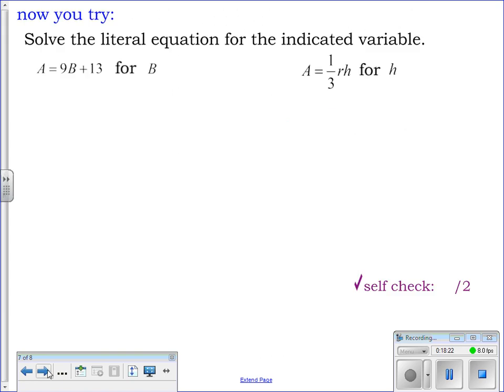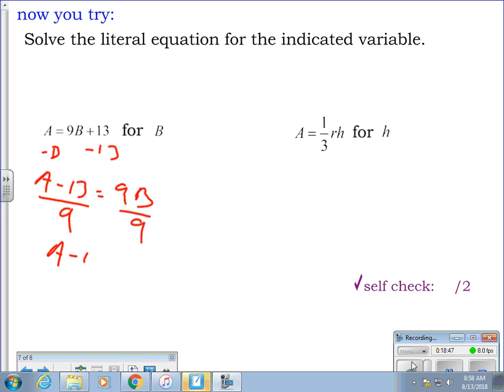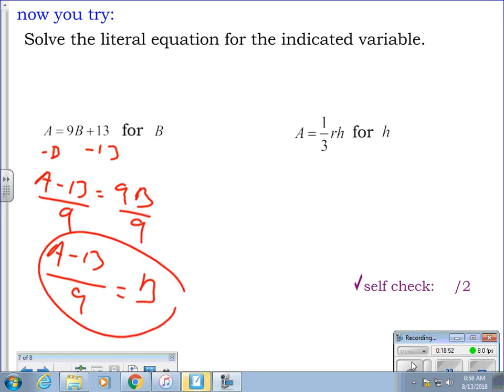Okay, do those two. Essentially the same process. Okay, so first one, solve for b. Subtract 13 from both sides. And I get a minus 13 equals 9b. When I get b by itself, divide both sides by 9. And a minus 13 over 9 equals b.